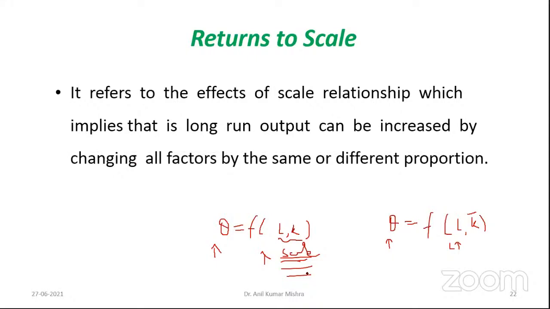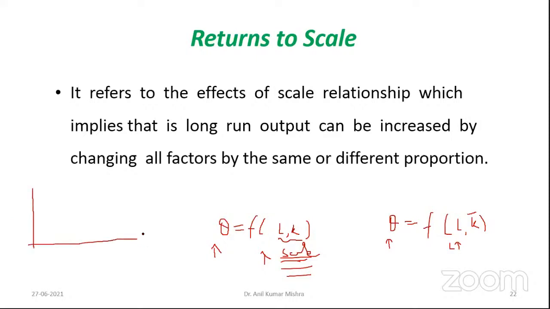Returns to scale refers to the effect of the scale of relationship, which implies that in the long run, output can be increased by changing all the factors at the same or different proportions. So you have to change the input factors either in the same proportion or in different proportions. But how do you elaborate it? In order to do this, you have to take one curve that is called the isoquant.